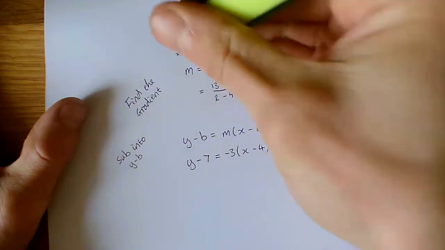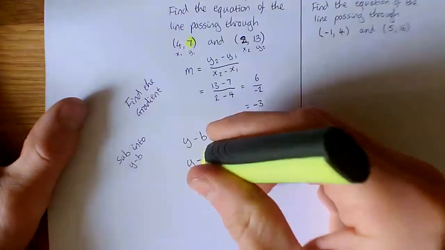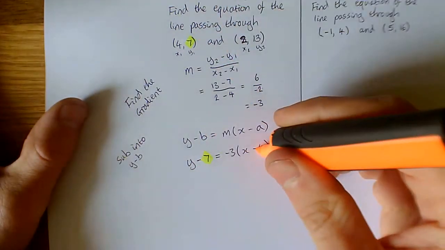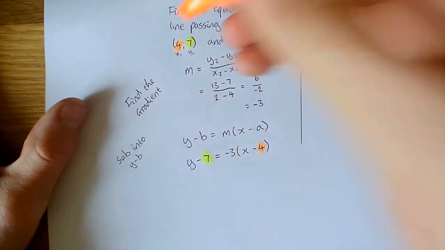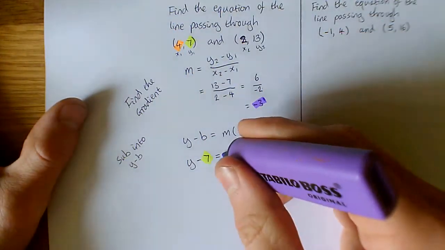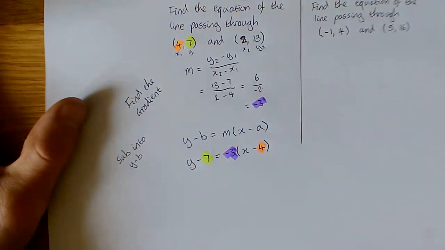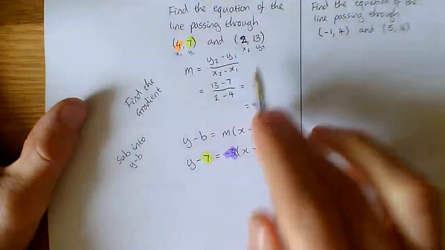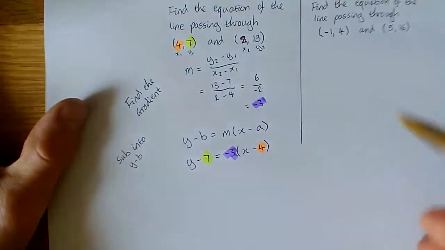Where's all that coming from? Well, my 7 is my y coordinate of one of my points. My 4 is my x coordinate of one of my points. And my minus 3 is the gradient that I calculated already. So each of those things is just coming from somewhere in either the question or something we've done.